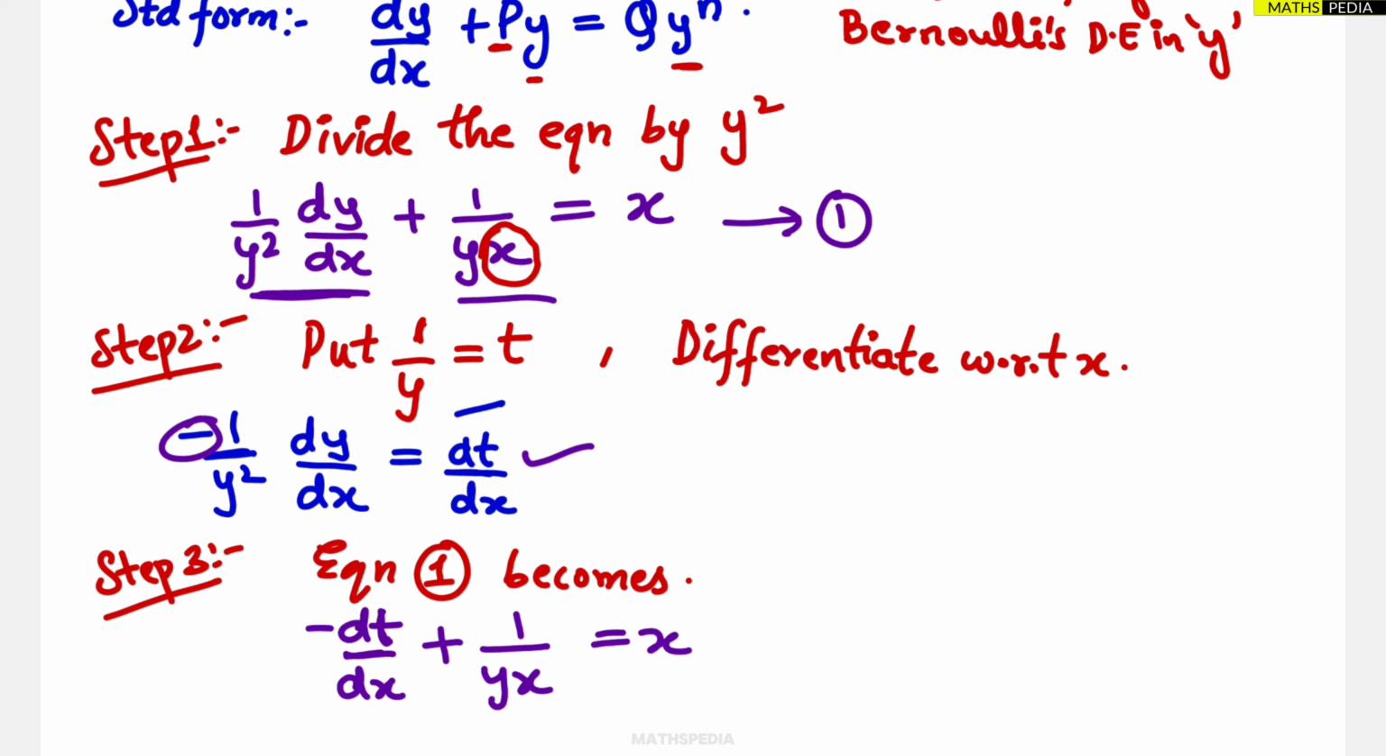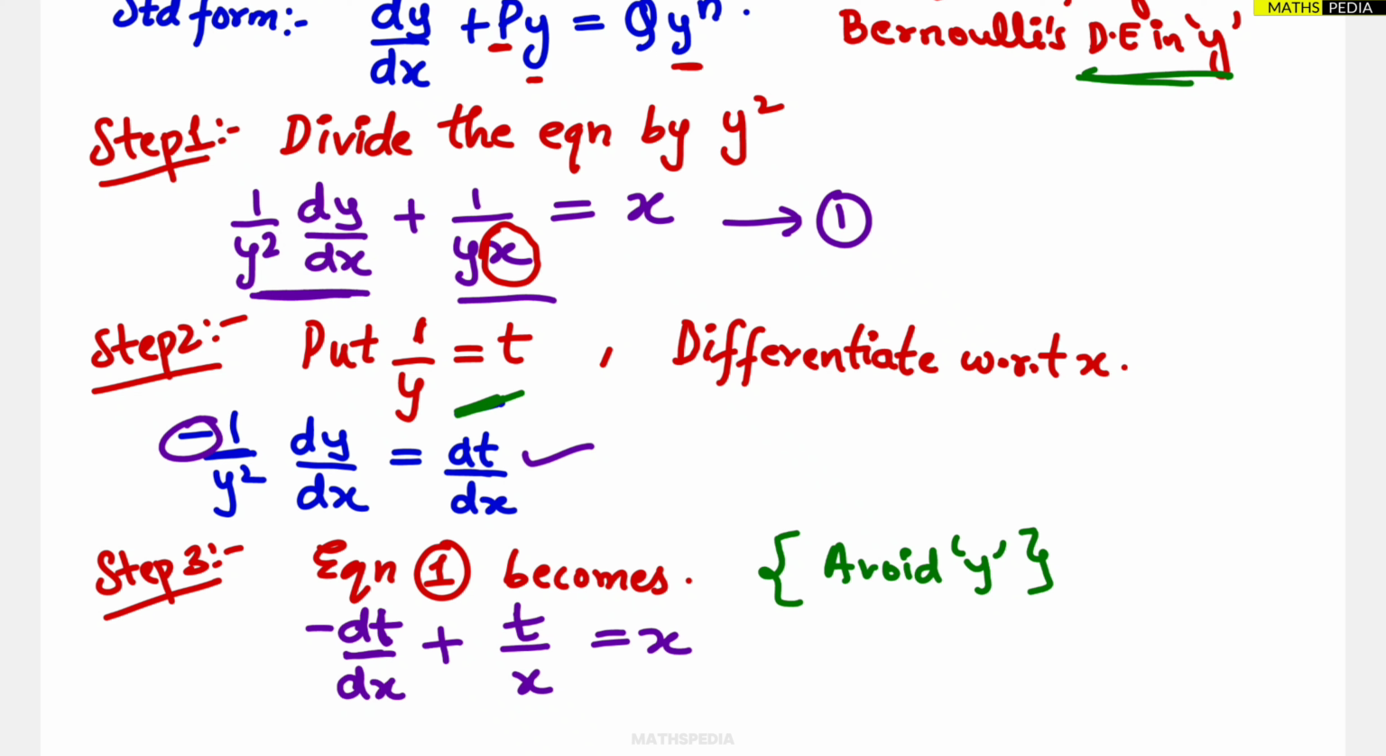As I had explained in the previous video also, remember that this is the Bernoulli's differential equation in y, and we are going to avoid that y. But here y is sitting. How to avoid that y? See, it is given that put 1 by y as t. So I am going to remove this 1 by y, and I am going to put it as what? T.